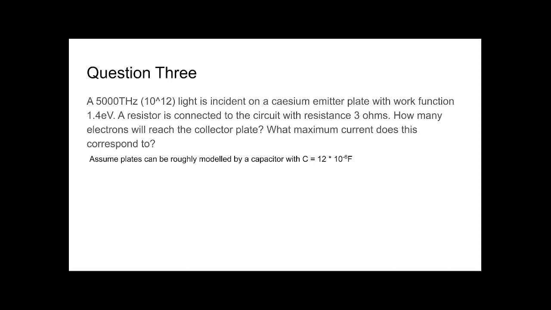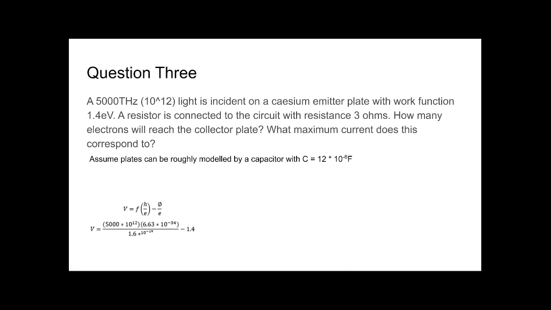Alright, first things first, we can find the stopping voltage required to prevent the electrons from reaching the collector plate by using the formula we derived. So the stopping voltage equals the frequency of the light times the ratio of Planck's constant and charge on the electron, minus the work function over the charge on the electron. We know all our numbers: the frequency is 5,000 terahertz, that's times 10 to the power of 12. We know Planck's constant, and we know the charge on the electron, and we know our work function is 1.4 electron volts.